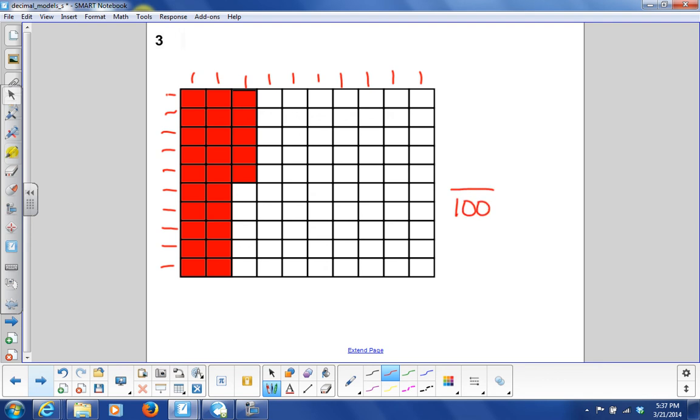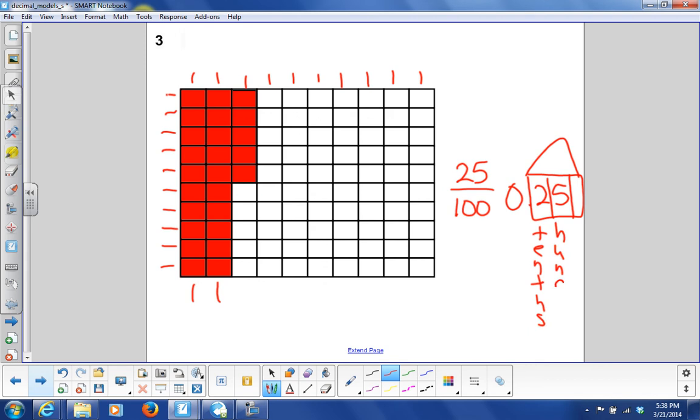Okay, my shaded pieces, I have 1 tenth, 2 tenths, and then 11, 12, 13, 14, 15. So I have 10 here, 20, and 25. Okay, so I have 25 over 100 shaded. My decimal would look like this. Okay, here's my house, my room. Okay, I have a 2 in my tenths place and a 5 in my hundredths place.